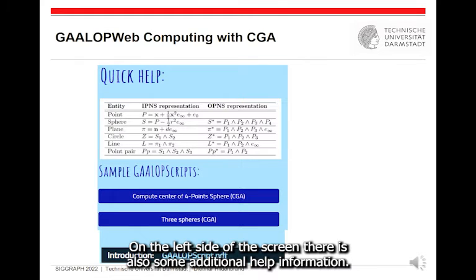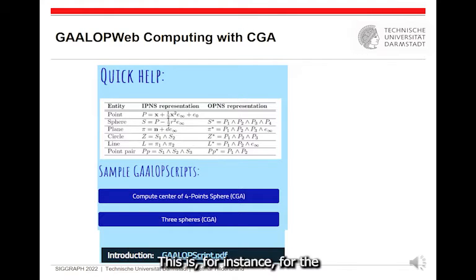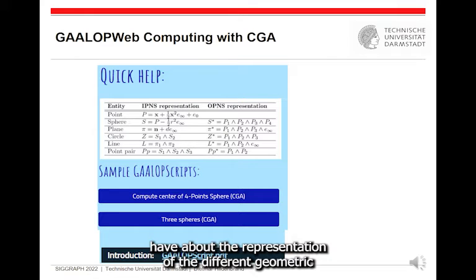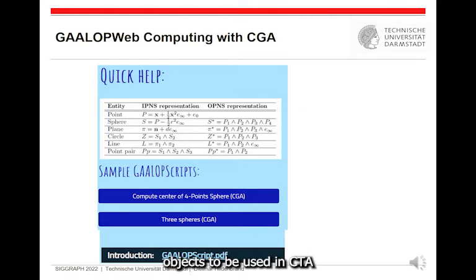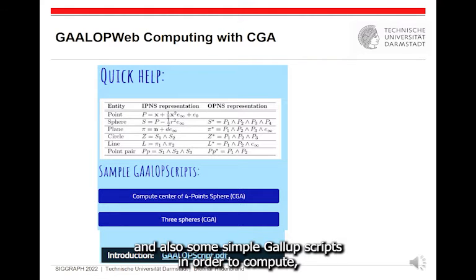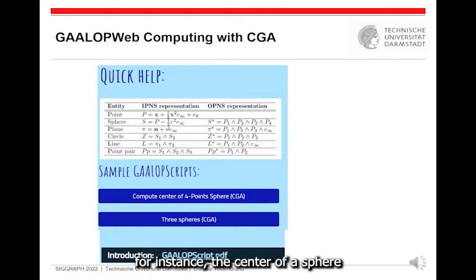On the left side of the screen, there is also some additional help information. This is, for instance, for the conformal geometric algebra with some quick help about the representation of the different geometric objects to be used in CGA, and also some sample Gallop scripts in order to compute, for instance, the center of a sphere defined by 4 points, or for the intersection of 3 spheres.